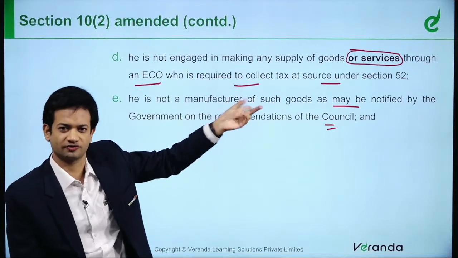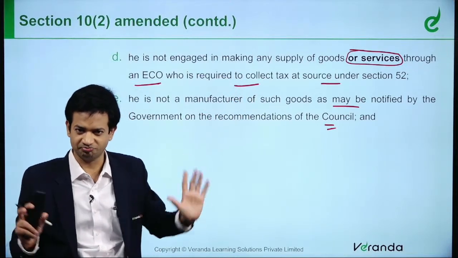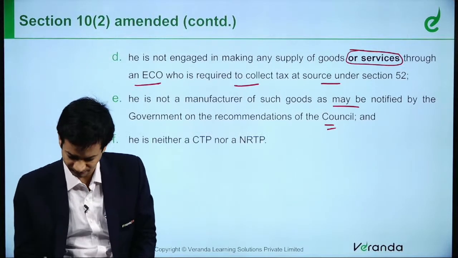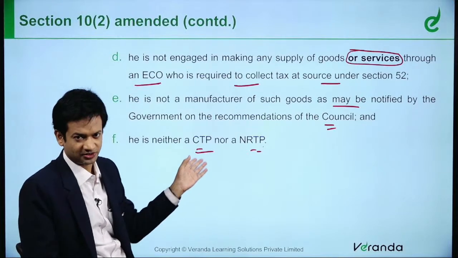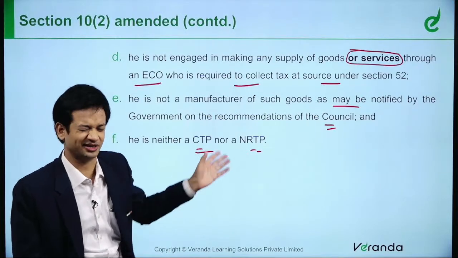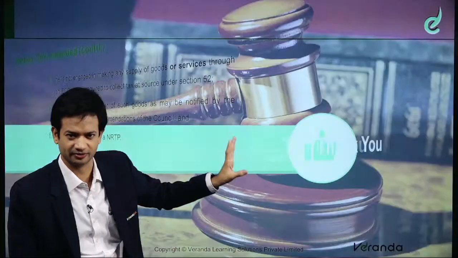Here also they made goods or service. That's it. Nothing else. Very simple amendment. He is neither a CTP nor an NRTP. What is CTP and NRTP? Casual taxable person nor a non-resident taxable person. This condition is anyway the same in both. So there is no amendment here.